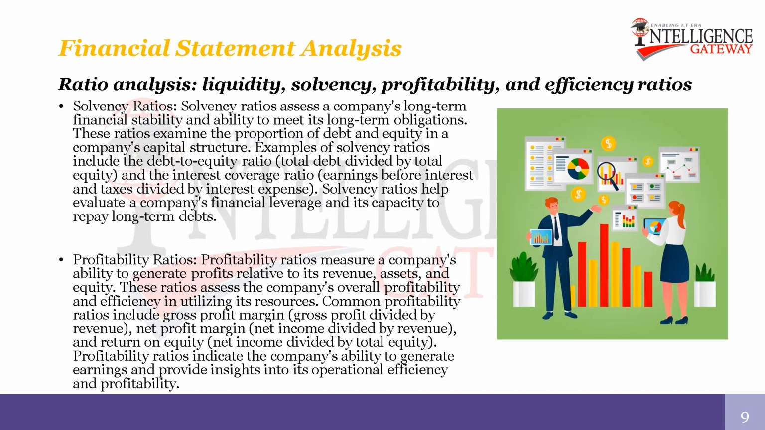Solvency ratios. Solvency ratios assess a company's long-term financial stability and ability to meet its long-term obligations. These ratios examine the proportion of debt and equity in a company's capital structure. Examples of solvency ratios include the debt-to-equity ratio, total debt divided by total equity, and the interest coverage ratio, earnings before interest and taxes divided by interest expense. Solvency ratios help evaluate a company's financial leverage and its capacity to repay long-term debts.